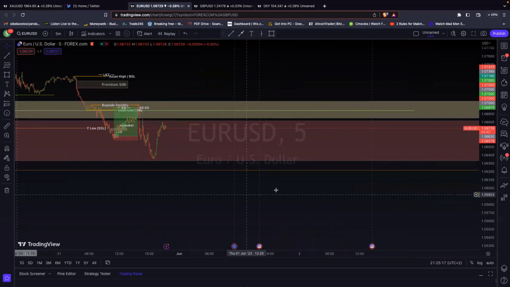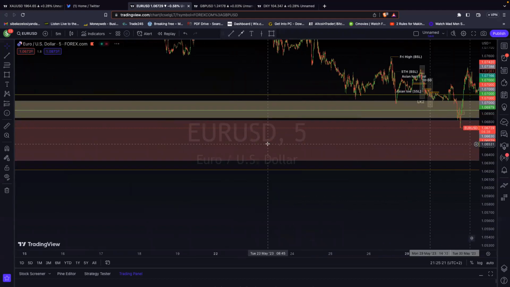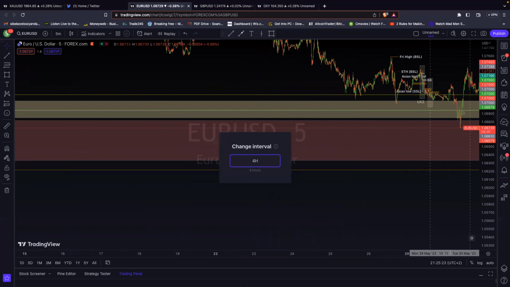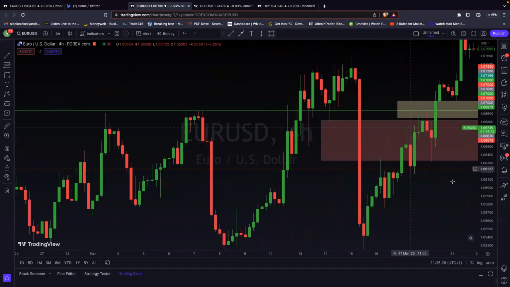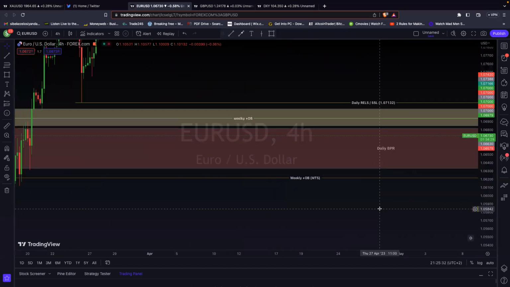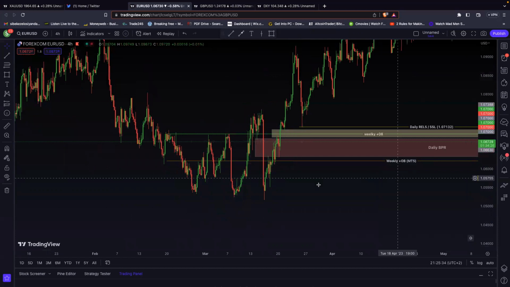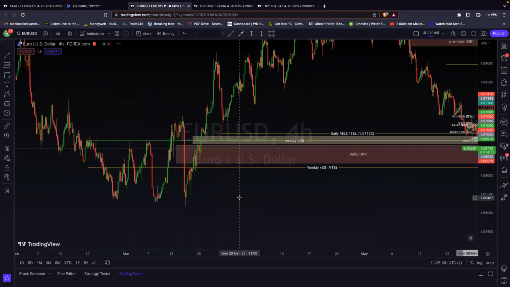We almost filled the whole of that daily BPR. Where is it? Let's go to 4 hour. Yeah, this here. Daily balanced price range. Okay, I think this is it for today.